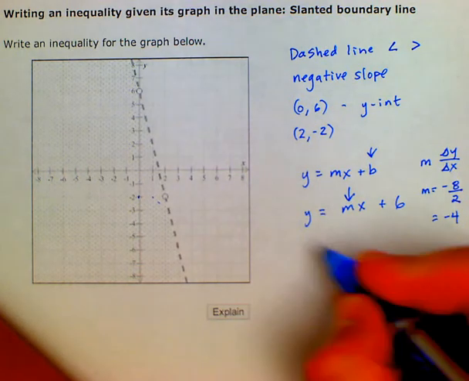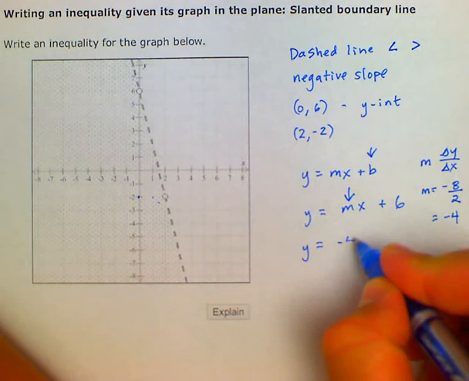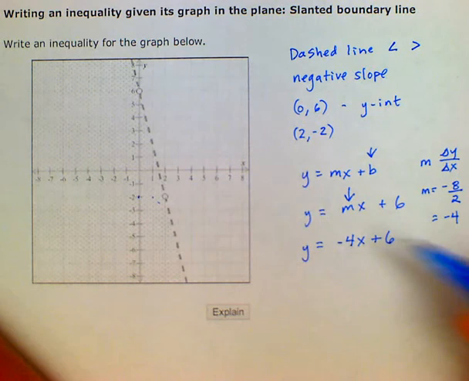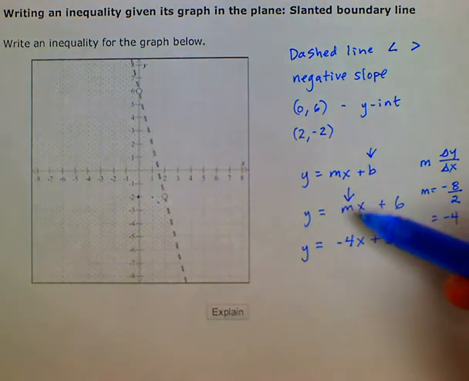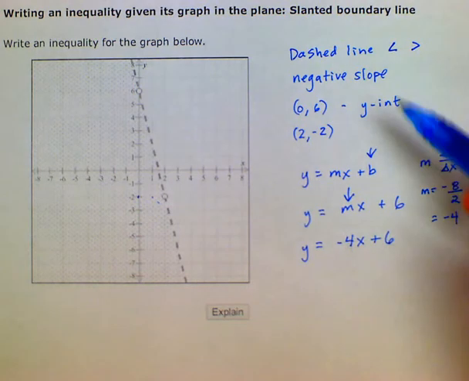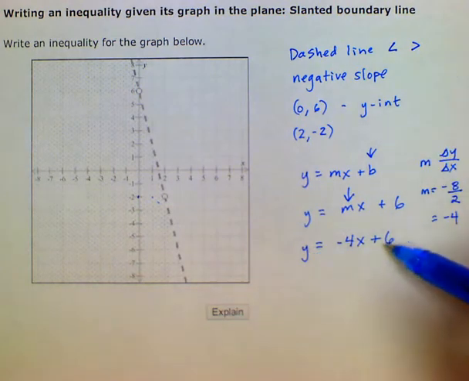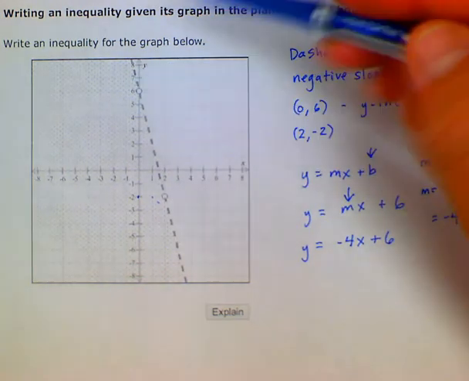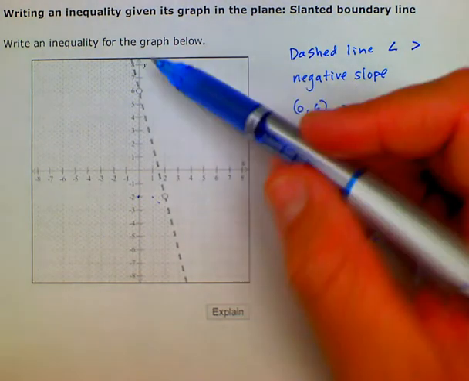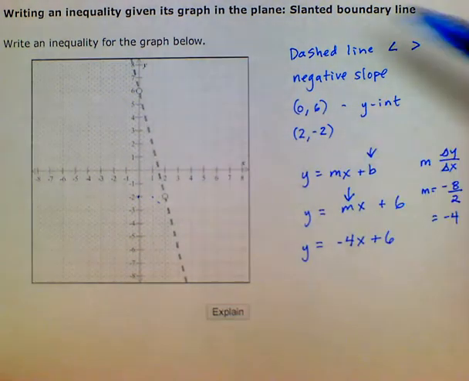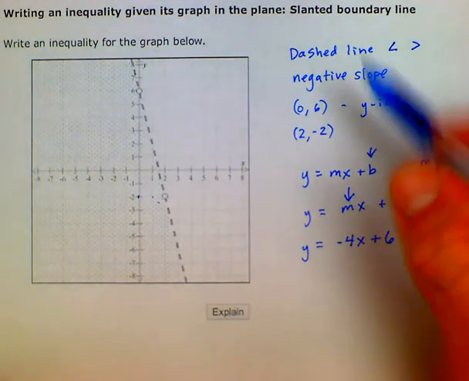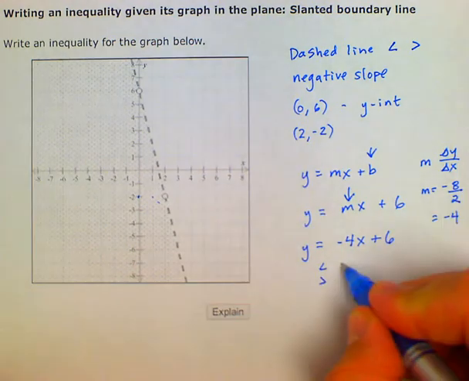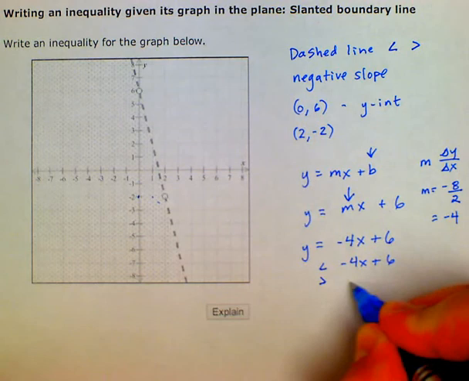So we can plug that right in here. y equals negative 4x plus 6. And we are almost done, except that here we've written a linear equation, and we're trying to write an inequality. So y equals negative 4x plus 6 would be this line, all the solutions that lie on this line. But this is a dashed line, so we know that y is either going to be less than or greater than negative 4x plus 6.